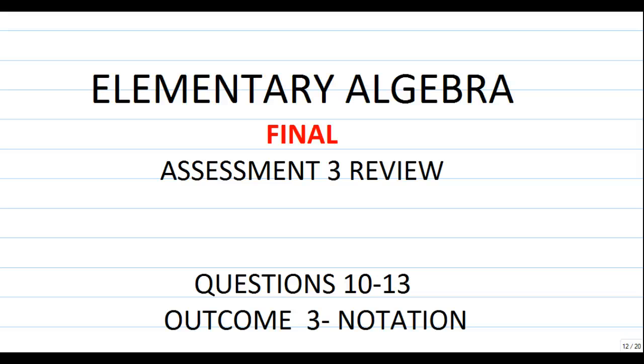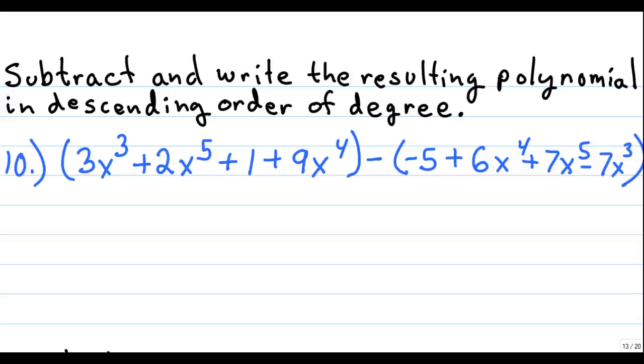Elementary Algebra, Final Assessment 3, Review. Questions 10 through 13. Outcome 3, Notation. Subtract and write the resulting polynomial in descending order of degree.